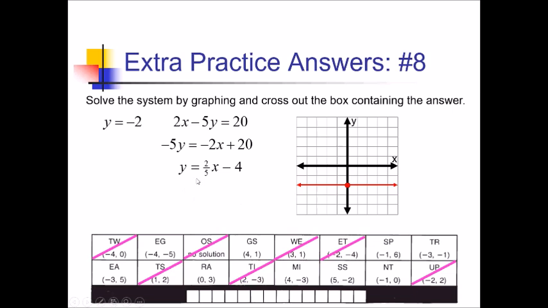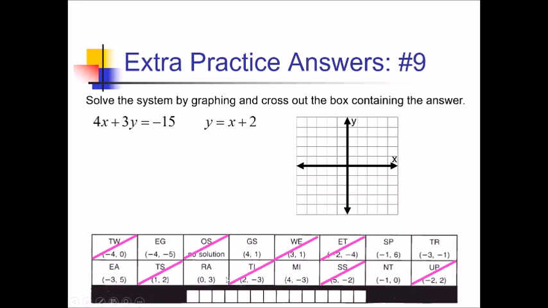Now for this next line, we have a y-intercept of -4 down here. And this slope is 2/5. That's up 2 and over 1, 2, 3, 4, 5. There we go. And that's actually our point of intersection. This is the point (5, -2), which is the SS box, just like we predicted.